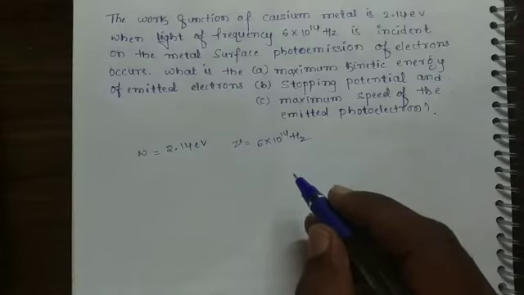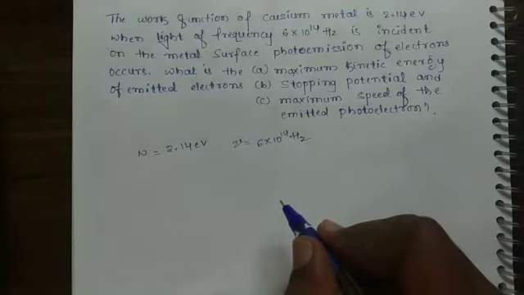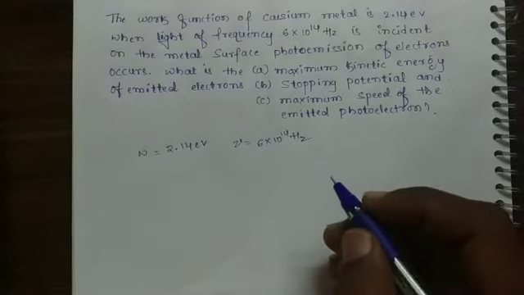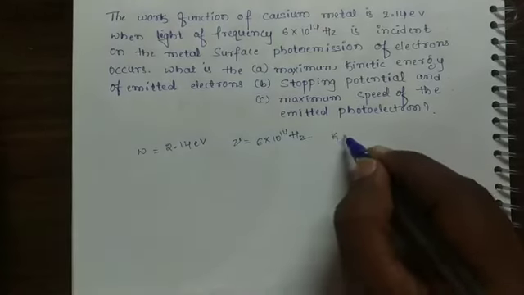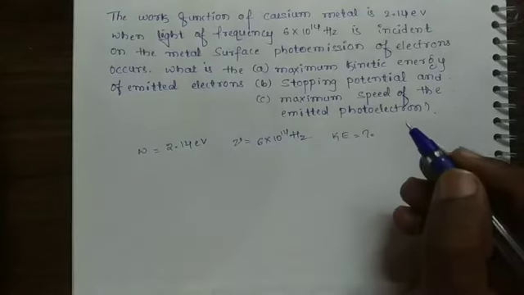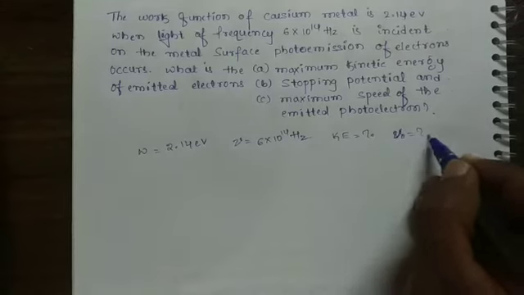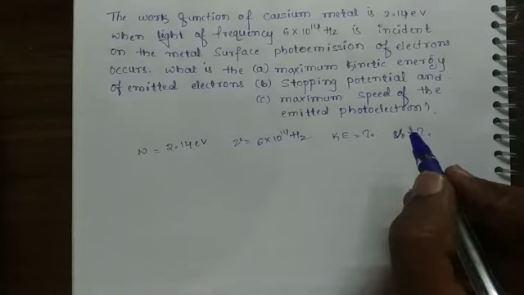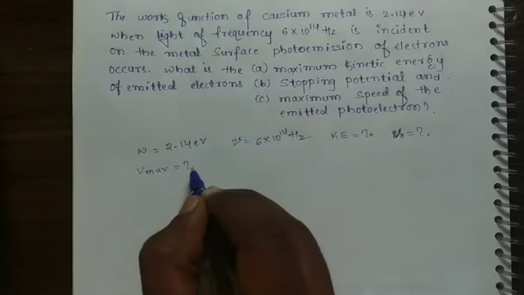And here the photoelectric effect occurs. So what is the maximum kinetic energy of the emitted electron, the stopping potential, and the maximum speed of the emitted photoelectrons? Already given are the work function and the frequency, and the required maximum kinetic energy is equal to question mark, the stopping potential V naught is equal to question mark, and the maximum speed is equal to question mark.